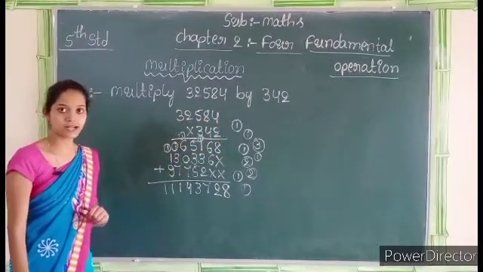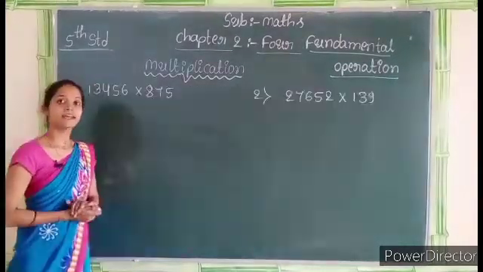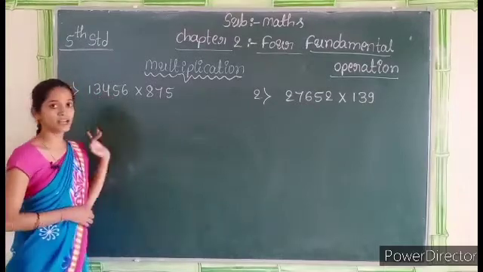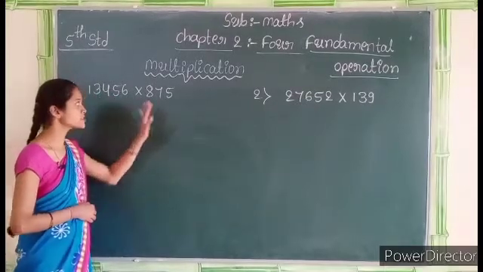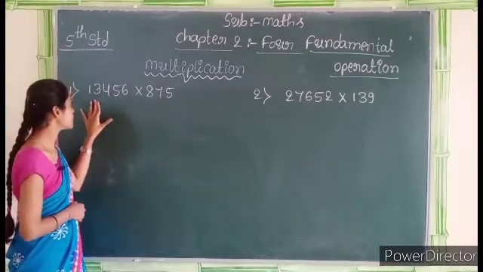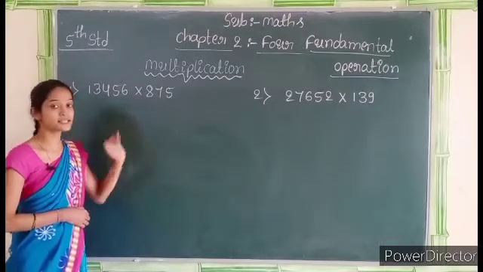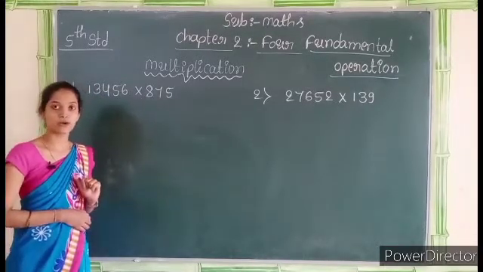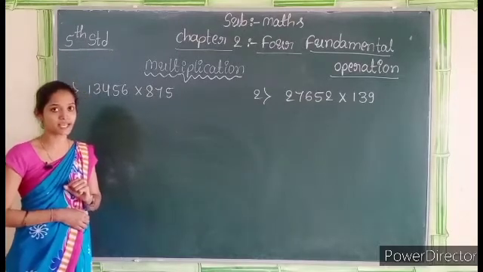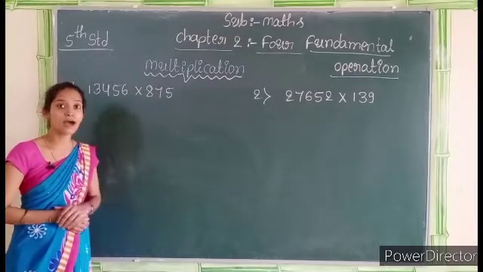Okay, have you understood, students? So let's move on to the do-this part. Here we have the 5-digit number 13,456 and a 3-digit number 875. Then 13,456 should be multiplied by this 875. Okay, first we have to arrange the numbers according to their place value chart and write the multiplicand above the multiplier.